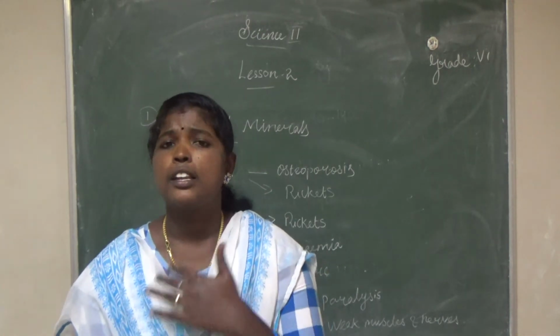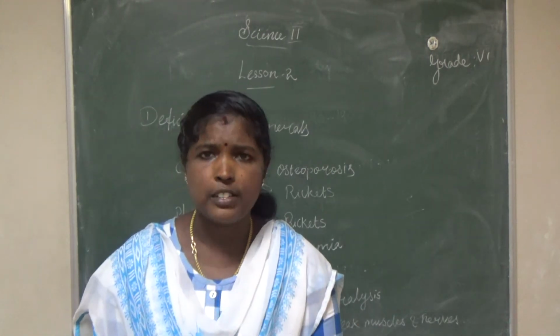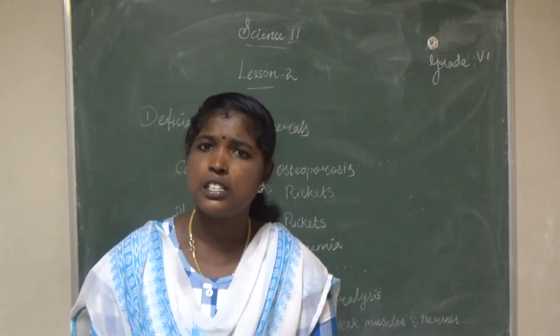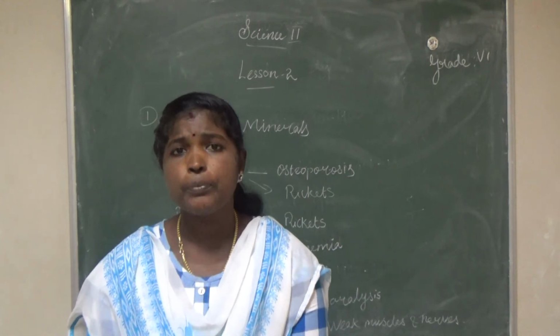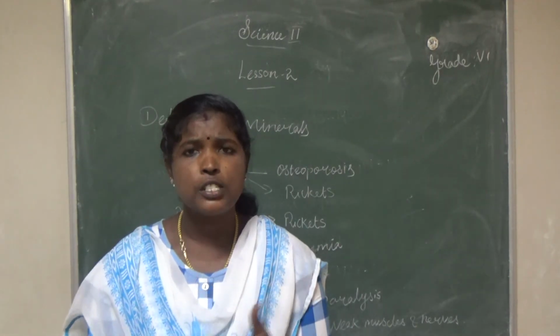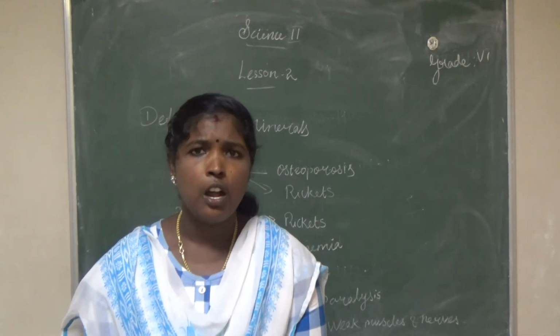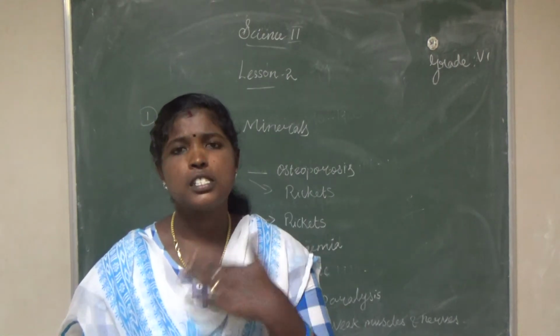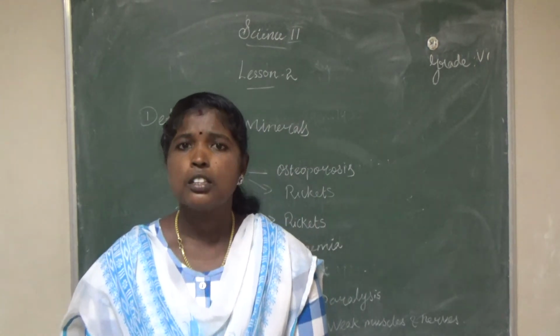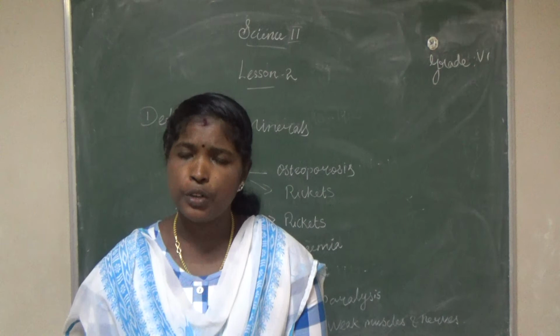Then fats. What are the types of fats? Saturated and unsaturated fats. Saturated fats are solid at room temperature. Unsaturated fats are liquid at room temperature. Excessive storage of fats in our body leads to obesity. Then next, proteins. Protein is a building block of the body. Small children need more protein for their growth.